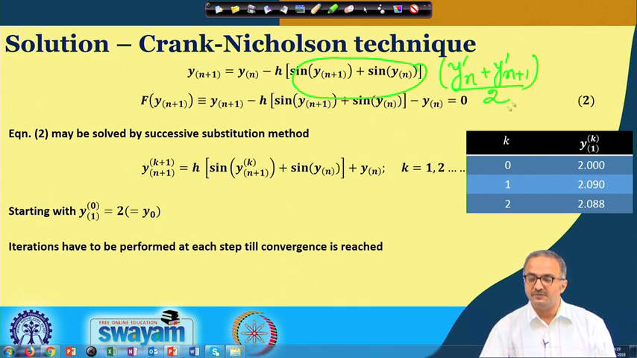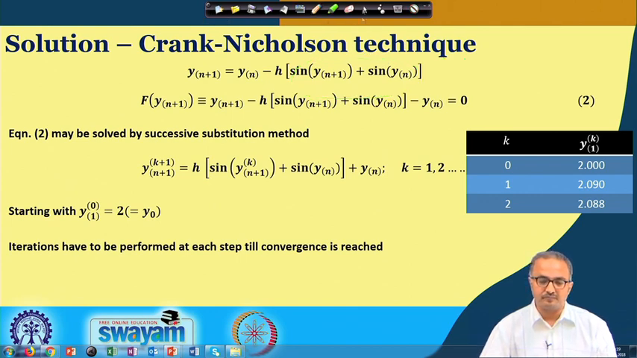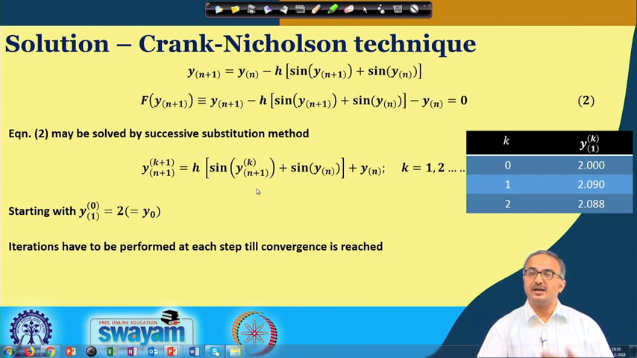Now, with this understanding, we get this particular expression, and you can see that it has both sin y n and sin y n plus 1. Because of this implicit nature we have to solve it, and again we have to do iteration to get convergence at each successive value of x or time. So, we can again perform this, and we find that these are the solutions.